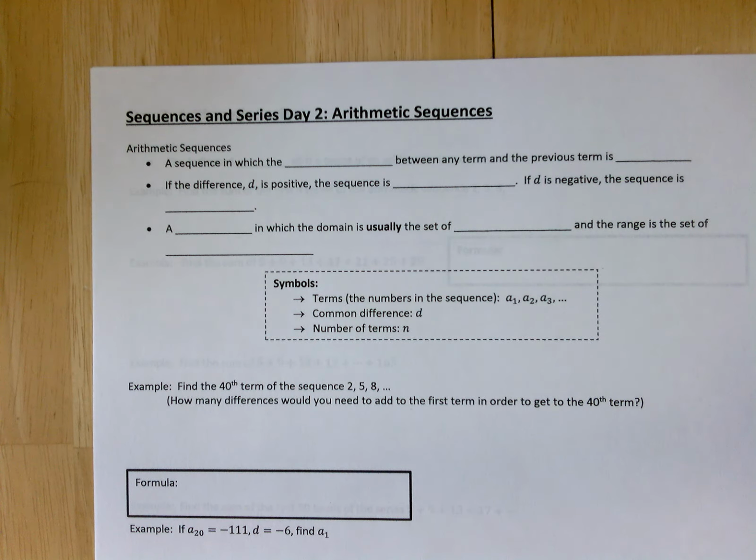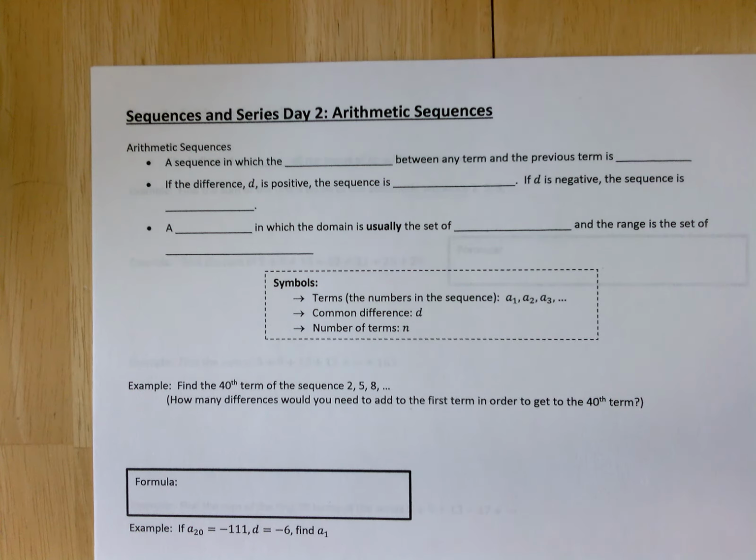So arithmetic sequences are basically, sorry, Watson is very upset about something right now. It's probably a squirrel in the front yard or maybe a bird, something like that. So you'll hear him in the background.